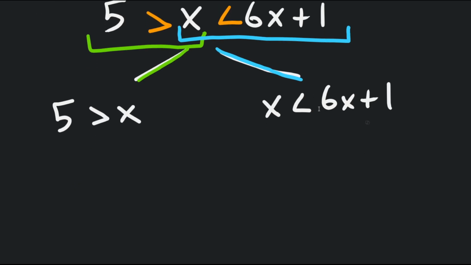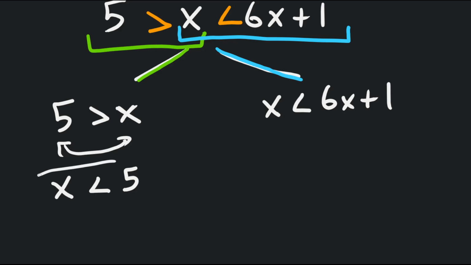And then we can just solve these inequalities for x. So how do we solve this one for x? Let's start with this one. 5 is greater than x. Let's just flip these. So this is the same thing as x is less than 5. As we've mentioned before, when you flip the inequality, you also have to flip the symbol. 5 greater than x is the same thing as x is less than 5. Those two mean the same thing. So we have x is less than 5 right here. That's part of the solution.